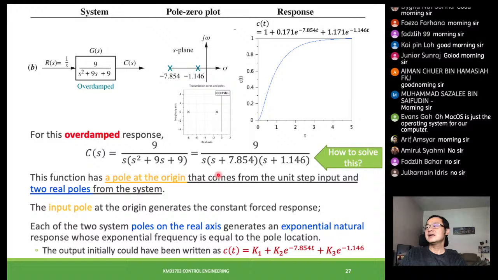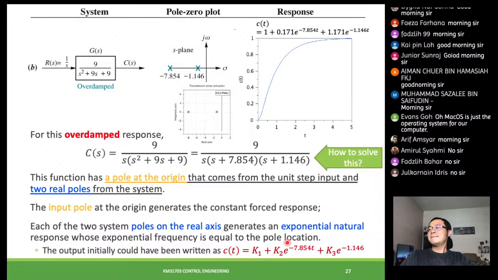I missed the t at the end, right? It should be t at the end as well, right? So this is how you can form the time response immediately. So for overdamped, remember it has two poles. Next, we will see the underdamped response.